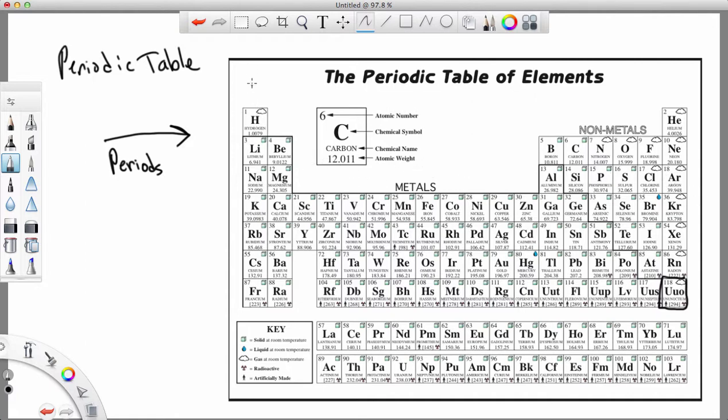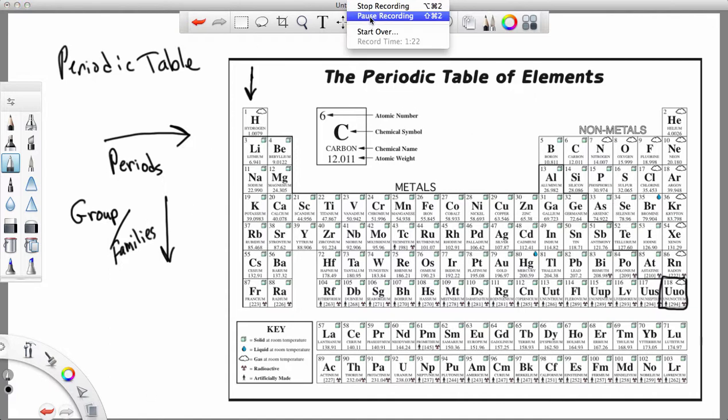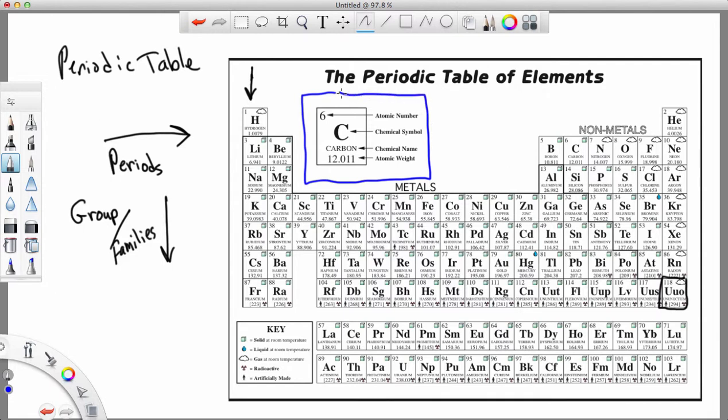For example, every eighth element occurs in this group. And so these columns that run down are actually called groups or families. And as you can see here in this periodic table, there is a nice little legend right here telling you what all the symbols are.